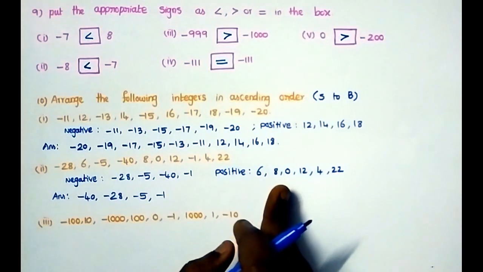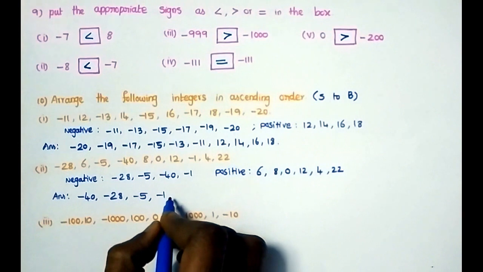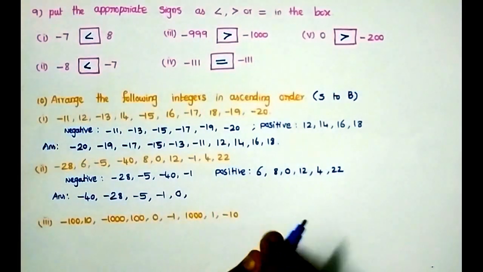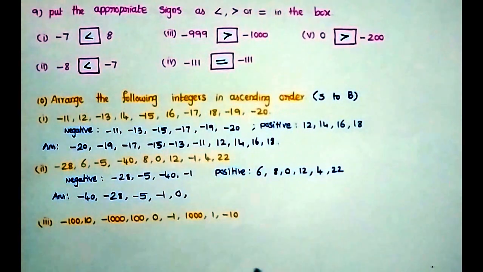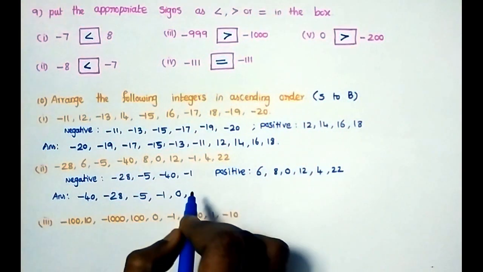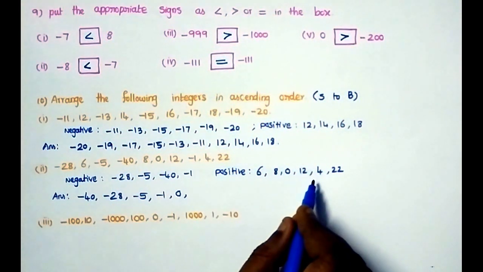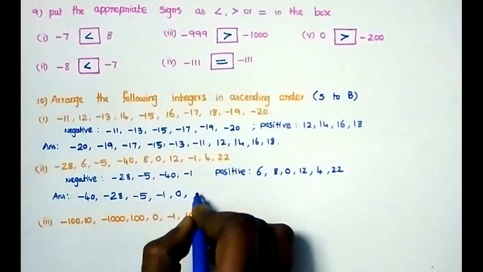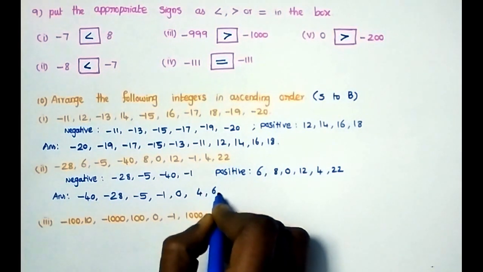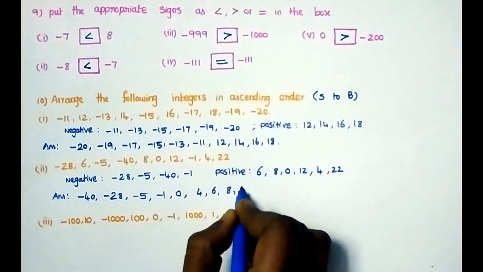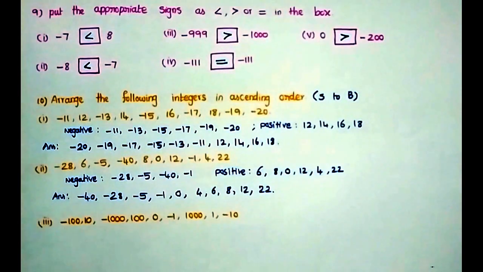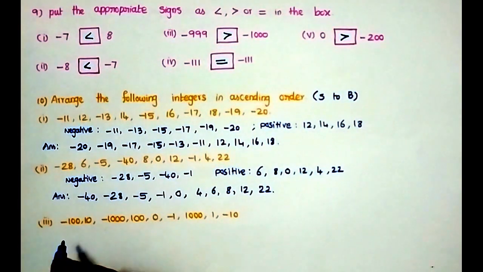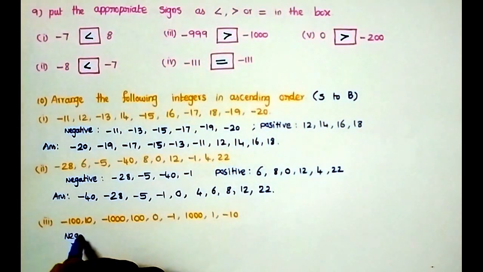Next 0 is there, that will come next, and then which one is the smaller number? 4, 6, 8, 12 and then 22. That is the answer. Next one, write the negative integers.